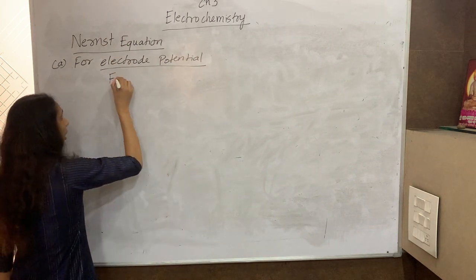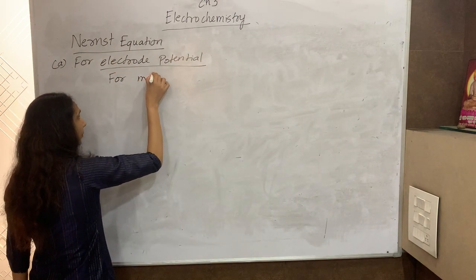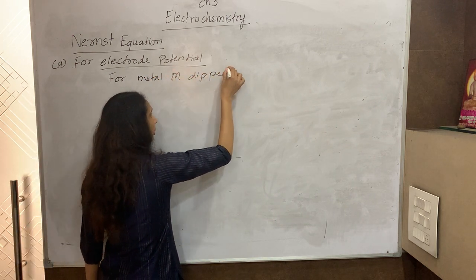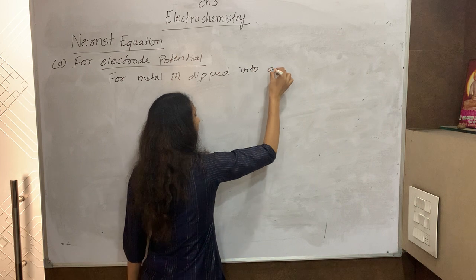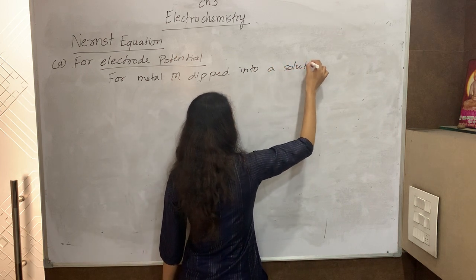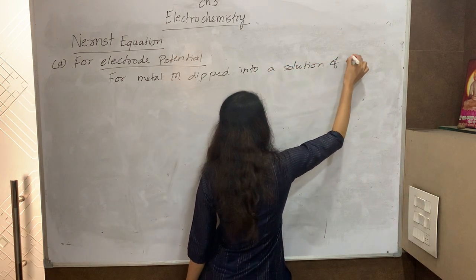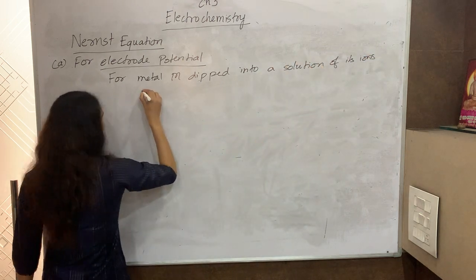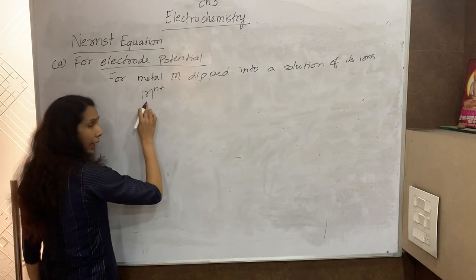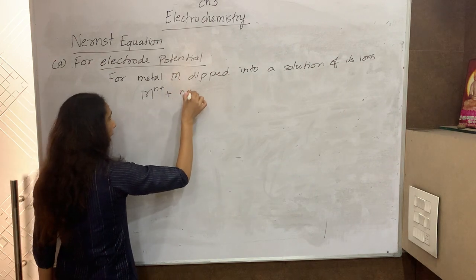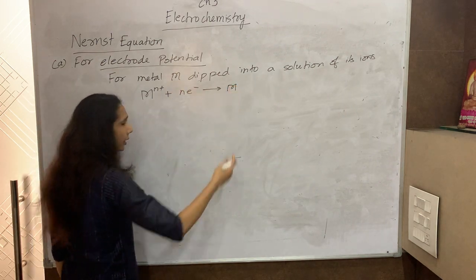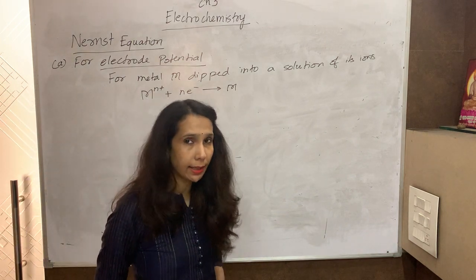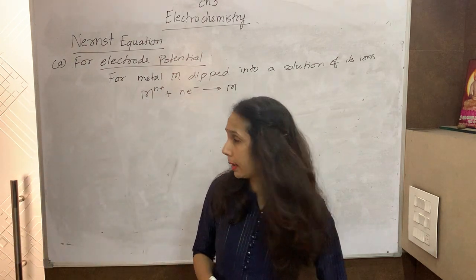Now for a metal M dipped into the solution of its ions, the reaction is M^n+, the ions of the metal M, plus n electrons will give you metal M. This is the reduction equation. And you know that reduction potentials are considered as electrode potentials.